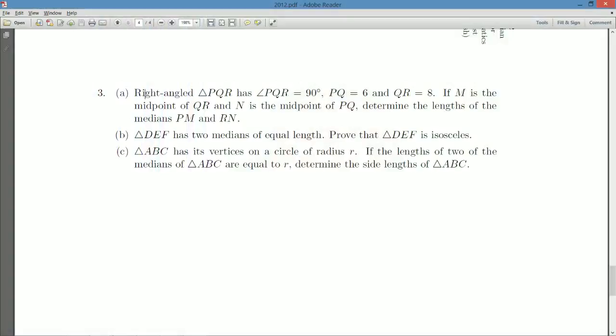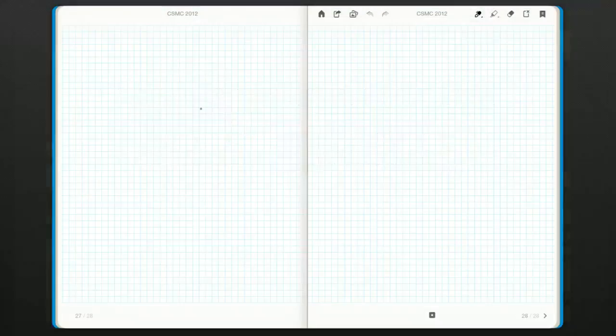So, question 3. We have an A, B, and a C part. Right-angled triangle PQR has its right angle at vertex Q. PQ equals 6 and QR equals 8. So it's a 6, 8, 10 triangle. If M is the midpoint of QR and N is the midpoint of PQ, determine the lengths of the medians PM and RN. Okay. So let's get our bamboo paper out and continue on.